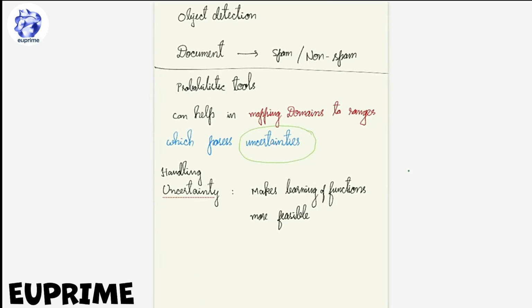Kenneth Arrow once said, whenever you have uncertainty, what do you do? You take samples, meaning you take some data and you draw some inference from it. That's the whole idea of inference theory, which is the underlying ingredient for machine learning and AI tools. Not the only ingredient, but one of the dominant ingredients. So what I'm saying here is, handling uncertainty makes learning of functions more feasible.